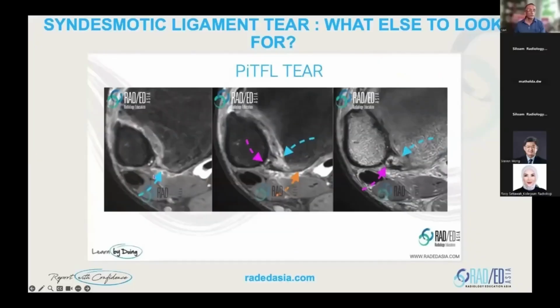We've got a patient here who's got a syndesmotic injury. There's a tear of the PITFL. What more do you need to look at? In your report, you can say it's a torn PITFL. The referrer is probably going to be happy with it. But the thing is, you need to do more.